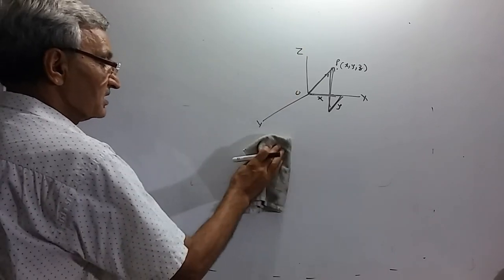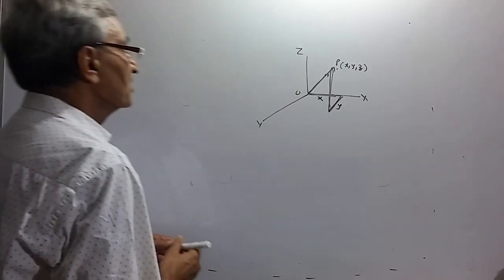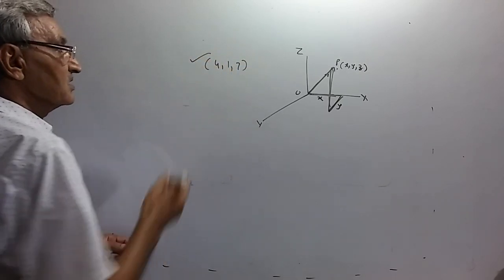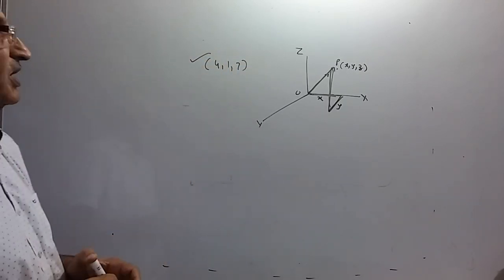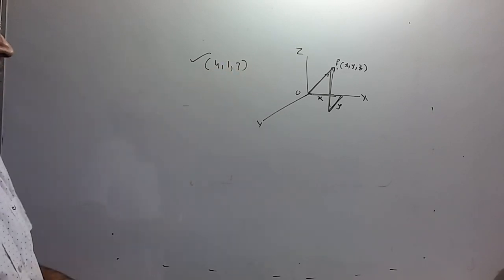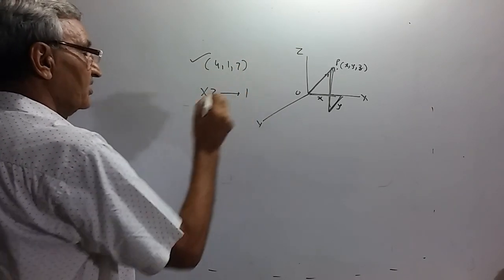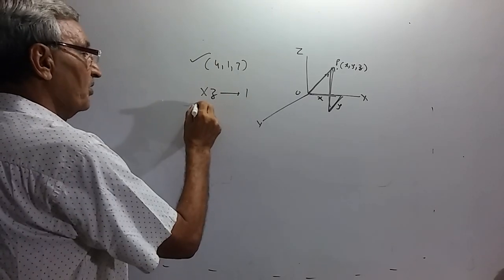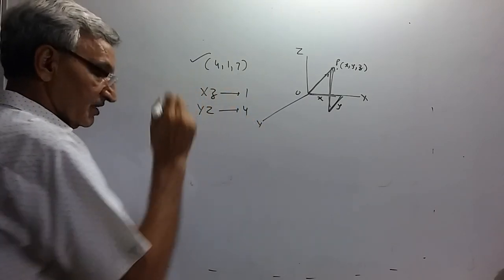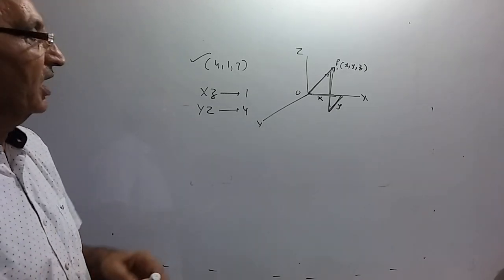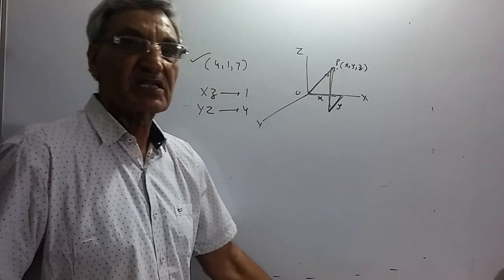Coordinate plane से हमने distance निकालना हो तो कैसे निकालेंगे? सवाल मेरा जैसे कि 4, 1, 7. What is the distance of this point from the xy plane? It means 7. What is the distance from the xz plane? It means the y coordinate. What is the distance of this point from the yz plane? It is equal to 4.